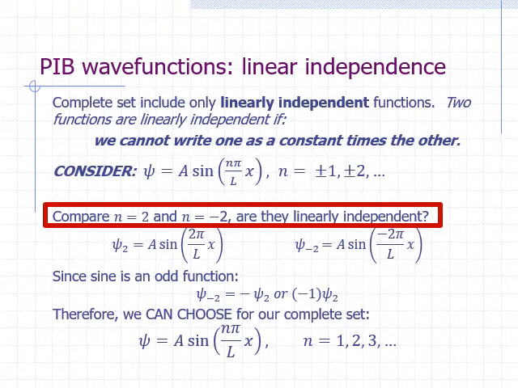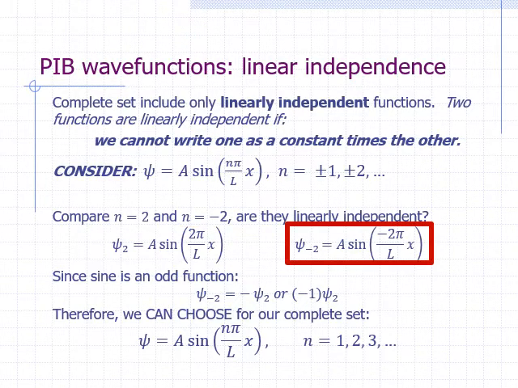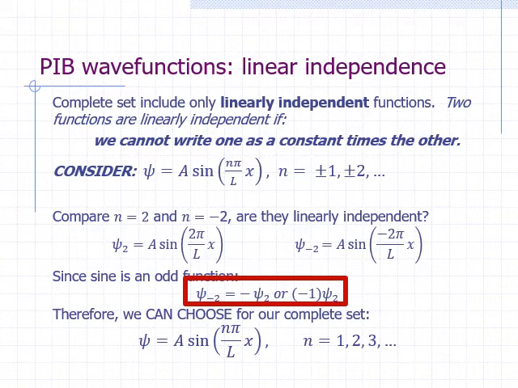Let's compare psi for n equals 2 and n equals negative 2. Psi for n equals 2 is a times sine of 2 pi x over L, and psi for n equals negative 2 is a times sine of negative 2 pi x over L. Since sine is an odd function, we can see that psi for n equals negative 2 is just the negative of psi for n equals 2, or negative 1 times psi for n equals 2.